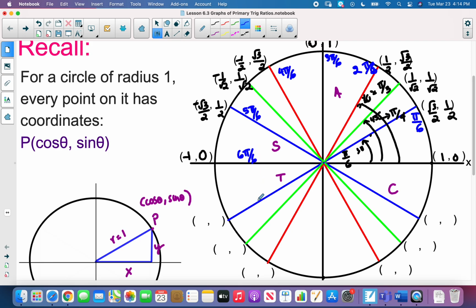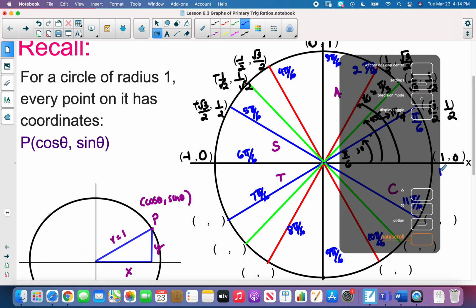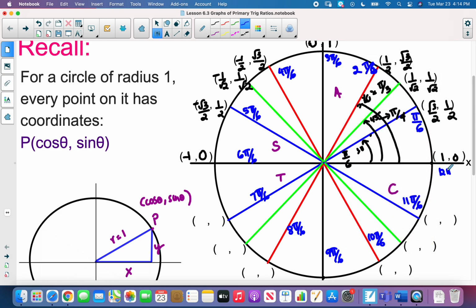Another 30, this is 7 pi over 6. Another 30, this is 8 pi over 6. Another 30, this is 9 pi over 6. Another 30, and you get to 10 pi over 6. And then finally, this last one is 11 pi over 6. And then 12 pi over 6, which is the same as 2 pi. Okay?